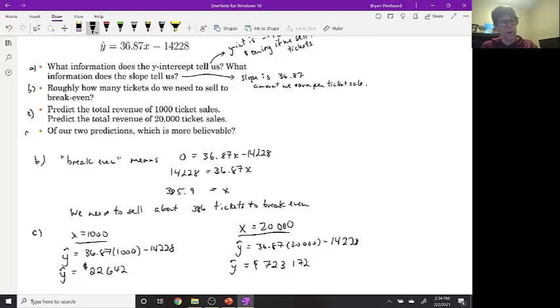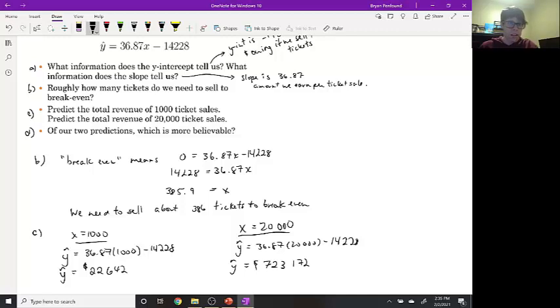And of course, the last question here is taking a look at these two extrapolations, these two predictions, and trying to figure out which one makes more sense. Now, I mean, there definitely are places that could sell 20,000 tickets. Totally a reasonable thing. However, I feel like those places that have that kind of capacity are probably not going to sell a ticket at $36.87.